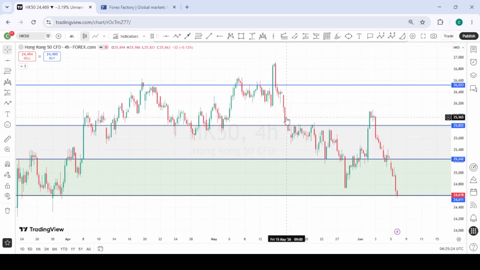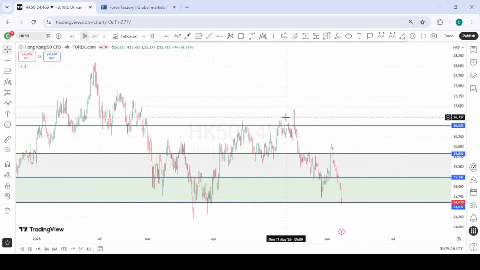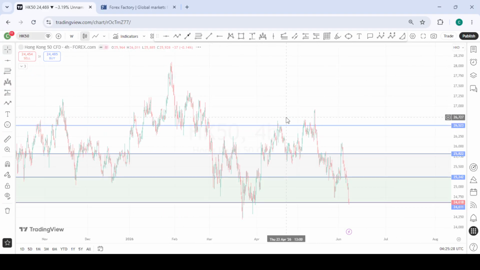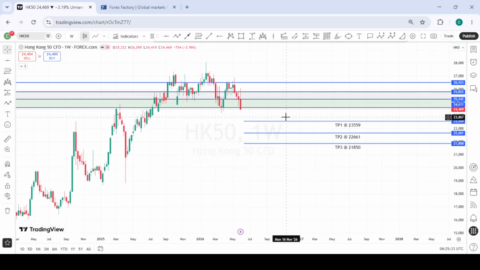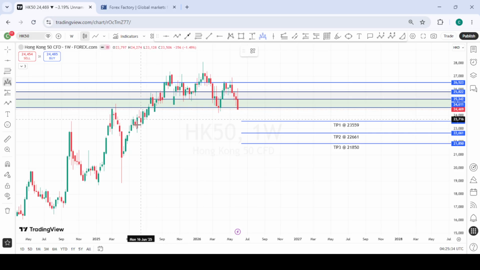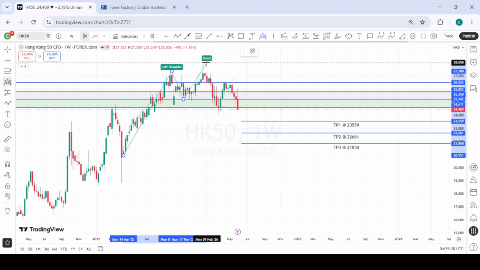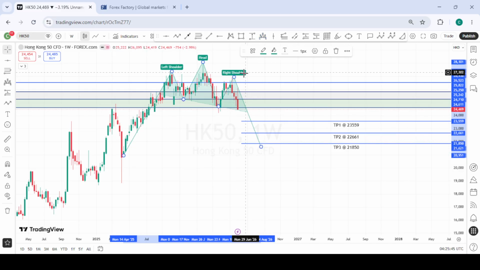Lastly, we have the Hong Kong 50. Hong Kong 50 has formed a huge head and shoulder formation, and this is the head and shoulder we have here. This is the left shoulder, this is the head, this is the right shoulder, and we are yet to see more momentum to the downside to complete this head and shoulder formation.